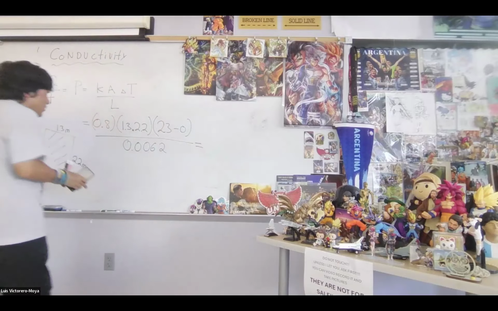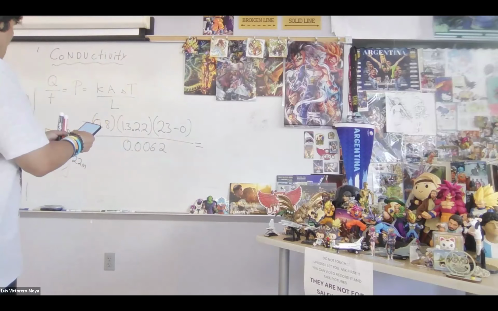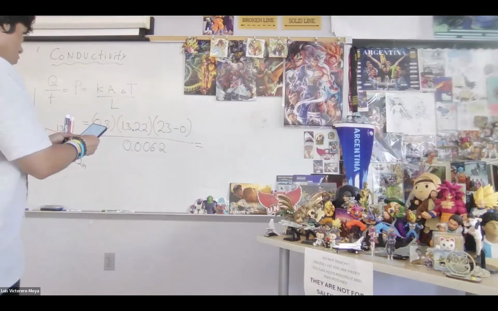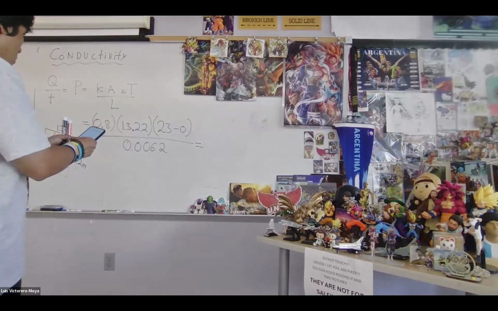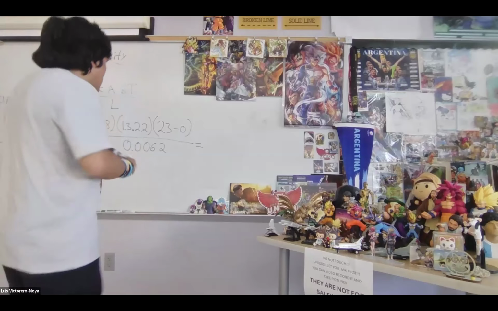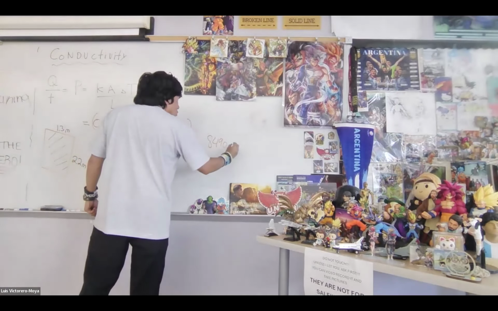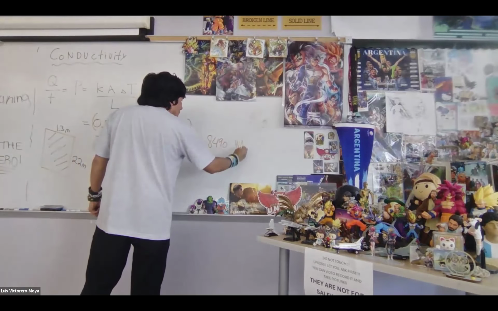And we can find the rate of change. All right, let's find this. 0.8 times 1.3 times 2.2 times 23 divided by 0.0062. I get 8,487, so about 8,490 joules per second, basically watts.